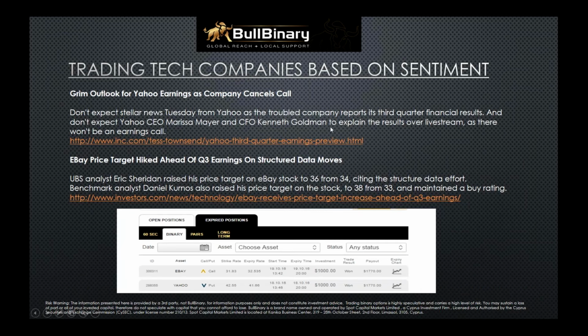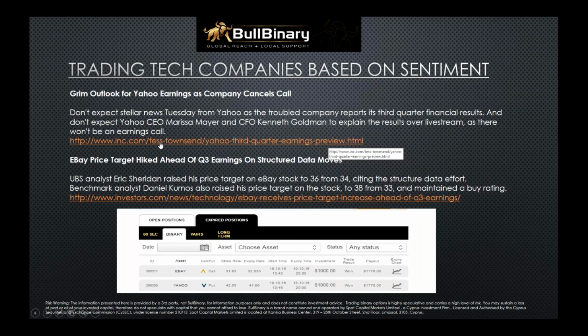Now this is about trading tech companies on sentiment. Here we have articles that came out before these announcements were made. You can see here the expectation of Yahoo was negative, as you can see on the sources provided here, if you want to look more into it.